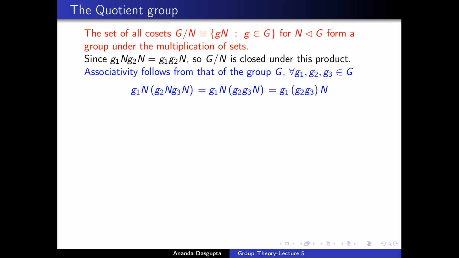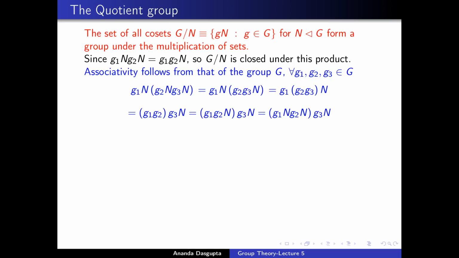So this is the same as g1g2 bracket g3N, and this, by using our rule in reverse, is g1g2N times g3N. So it's g1N, g2N times g3N. The bracket can be shifted from the last two elements to the first two elements, which is exactly what associativity means. So this particular product is an associative one.